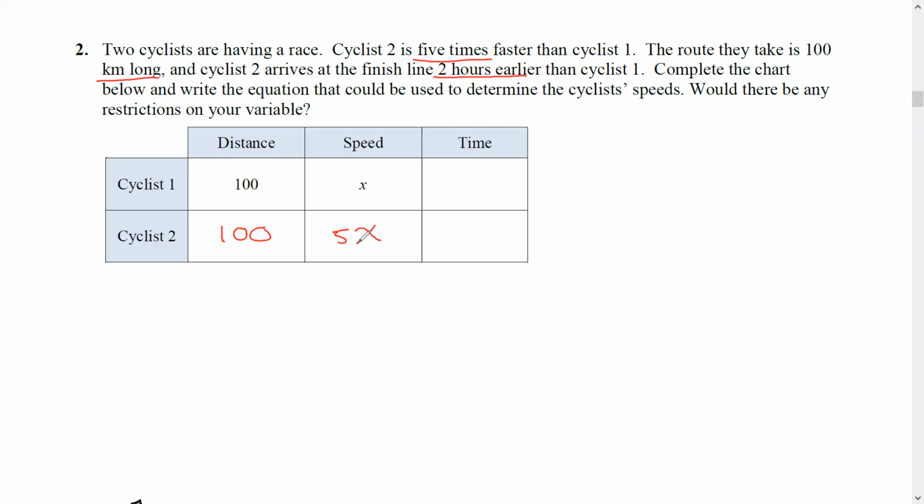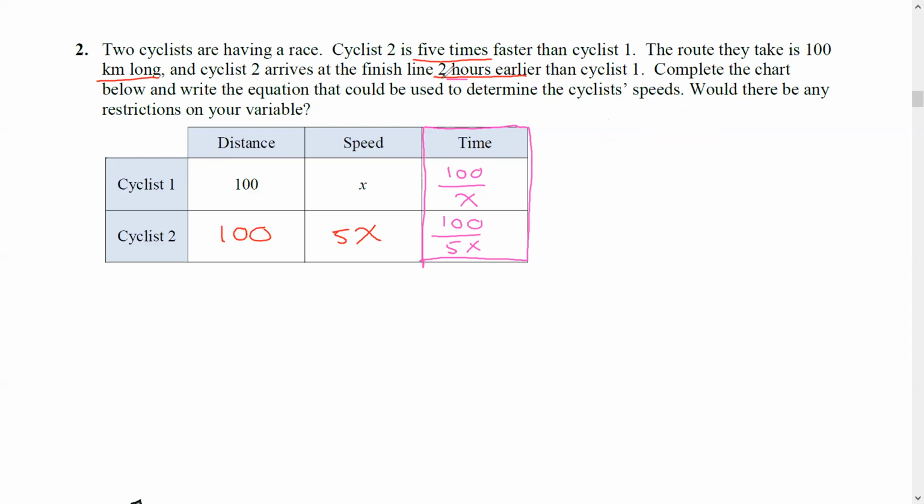Okay, here comes the important part. Our equation that we're always going to work with is always going to come from time. So what I really need you to remember is time is distance divided by speed. Time is distance divided by speed. So 100 over x and 100 over 5x. It'll always be that way. Time is distance divided by speed.